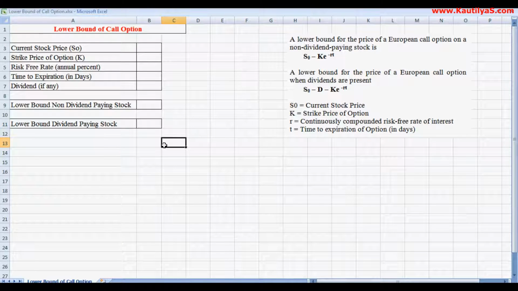In this video, I explain how to calculate a lower bound of a call option.